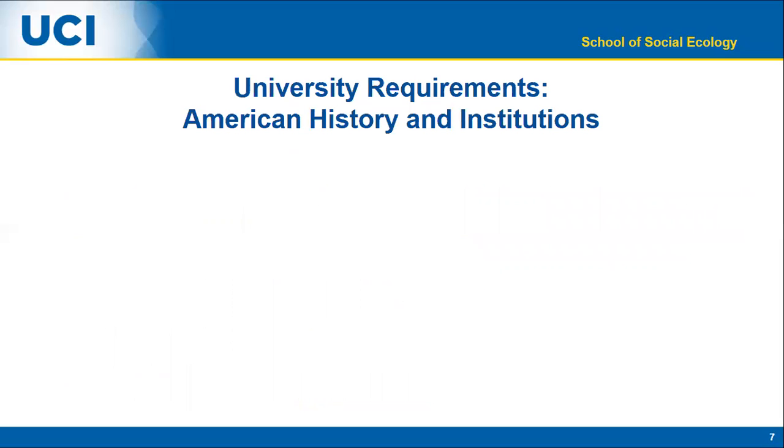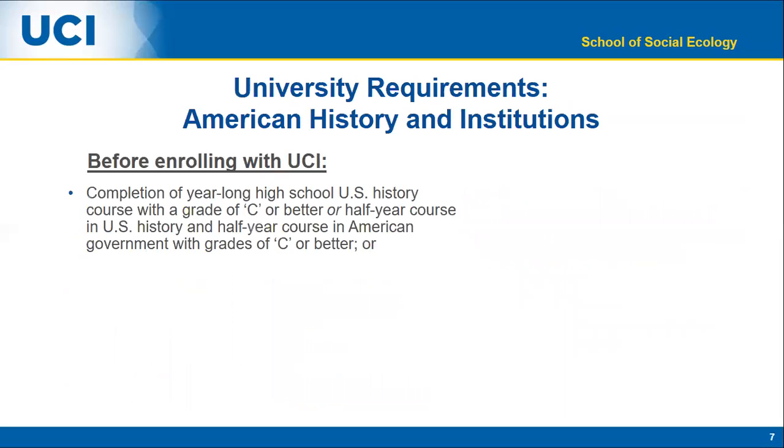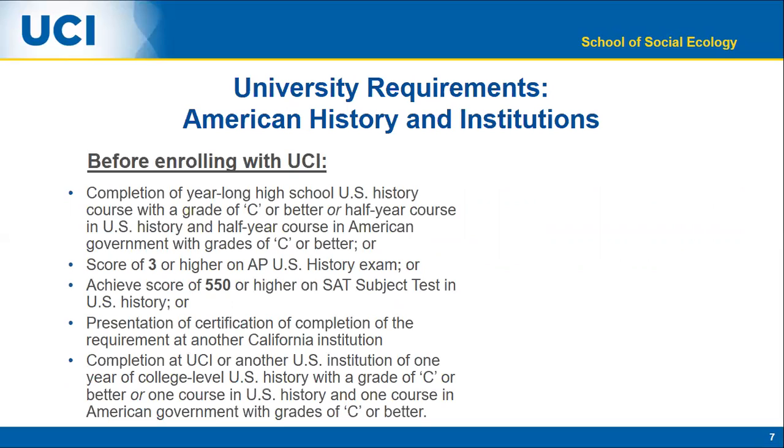We also have the American History and Institutions requirement that you could have taken before enrolling at UCI. If you completed a year in U.S. history and American government, which most of you have not, 3 or higher on the AP US History exam, or if you graduated from a California high school.